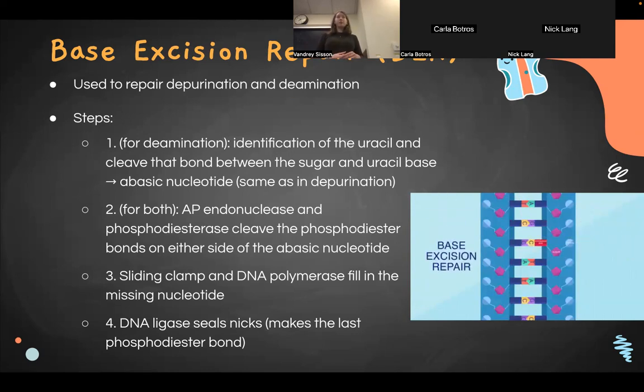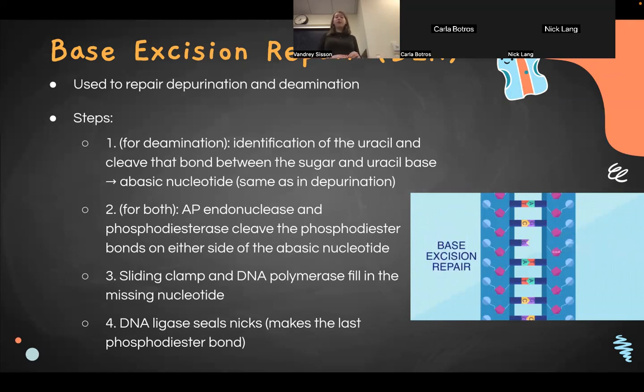So basically, when we have depurination, when we're removing either that A or G, that's going to create an abasic site, a site where there's just no nitrogenous base. But with deamination, we have a uracil instead of a cytosine. So we want to get to the point where we're starting at the same place and our deaminated region turns into an abasic site. So for deamination, we're going to identify the uracil and then cleave the bond between the sugar and the uracil, and that's going to create our abasic site. And then from there, it's going to be the same because we're having an abasic site either way.